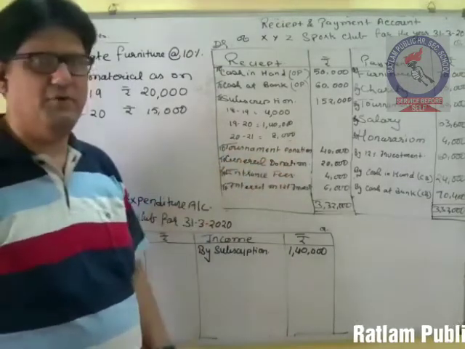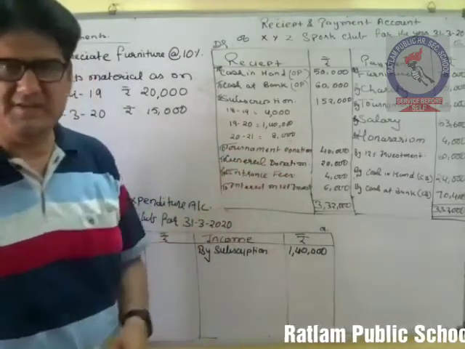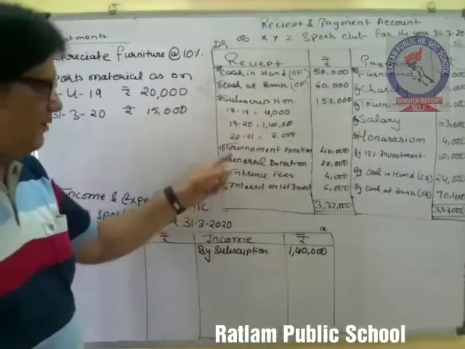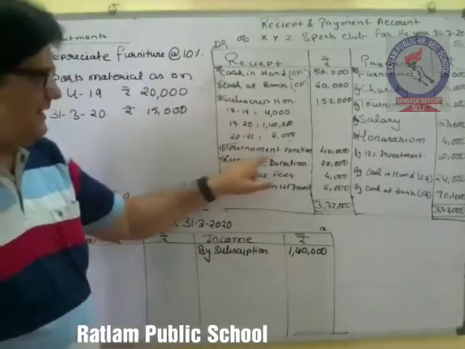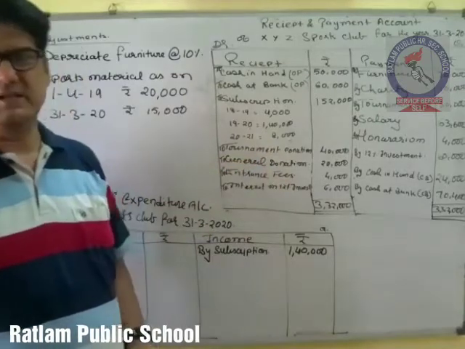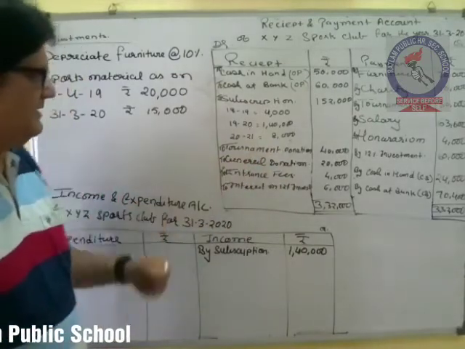Then comes tournament donation. Again, this is a donation for you, and that is for some specific purpose. So that will also not be recorded in income and expenditure account. It is a liability of the organization. So this will go in the balance sheet.